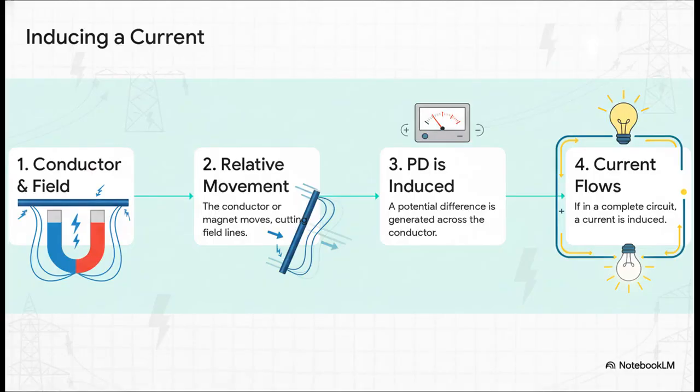Let's break it down into 4 simple steps, just to lock it in your brain for the exam. Number 1, you need a conductor and a magnetic field. Number 2, you need movement between them. It doesn't matter if the wire moves or the magnet moves, as long as the wire is cutting through those magnetic field lines. 3, this movement induces a potential difference. And finally, number 4, if that wire is part of a complete circuit, an electric current will start to flow.